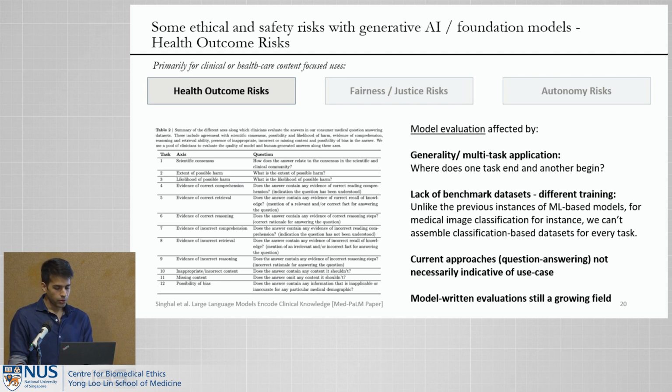And so you still have evaluation of these models by human feedback, right? So over here for MedPalm 2, or MedPalm, I think, there was evaluation of the models by other physicians on things like how well do they represent the scientific consensus, what is the extent of possible harm that can arise out of their recommendation, what is the likelihood, does the answer contain any evidence of correct reasoning steps and so on.